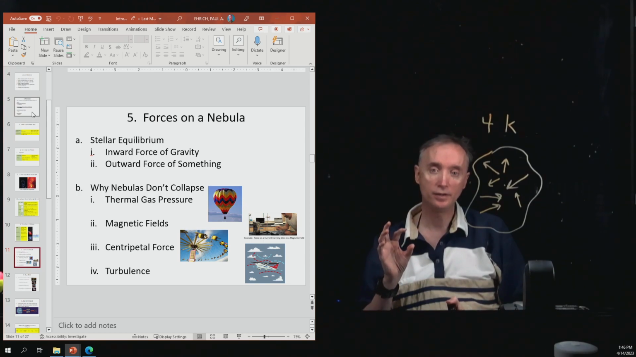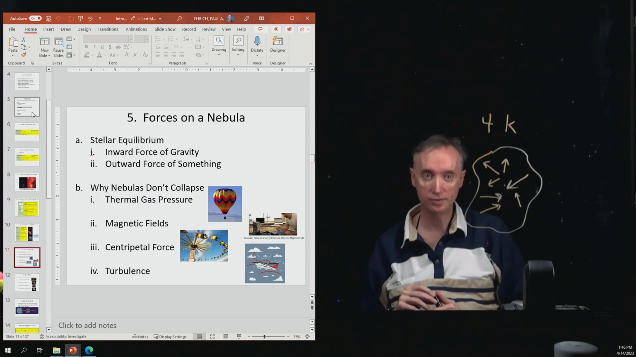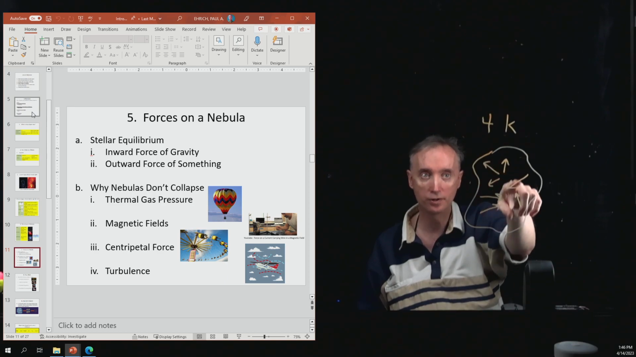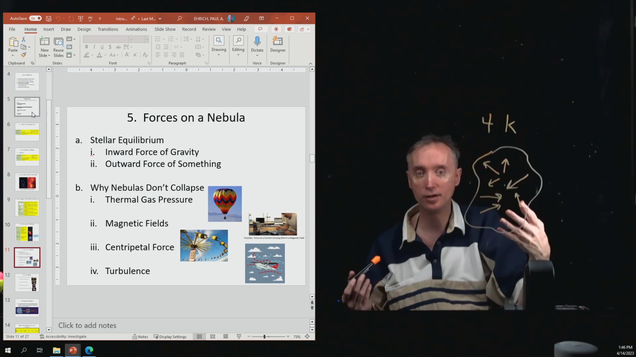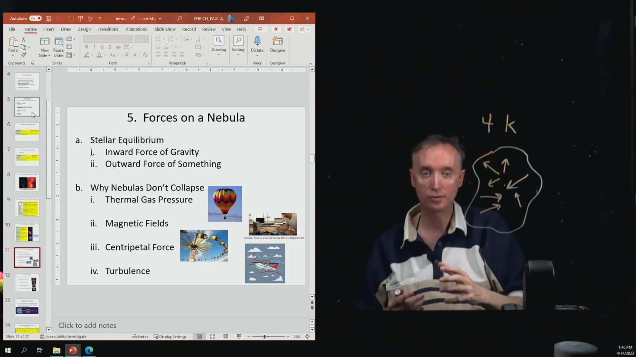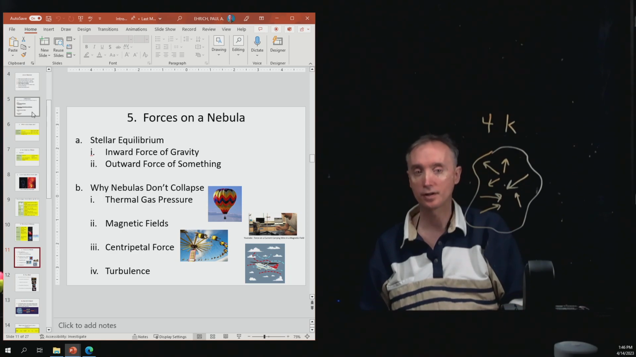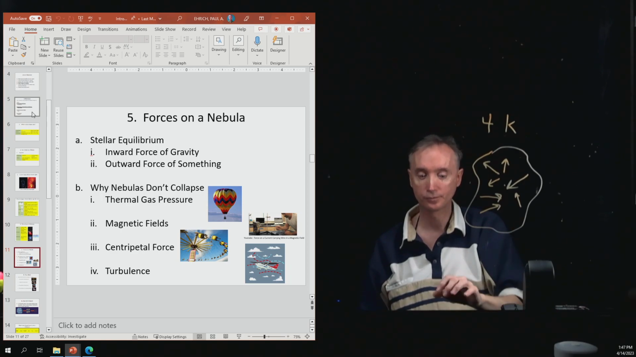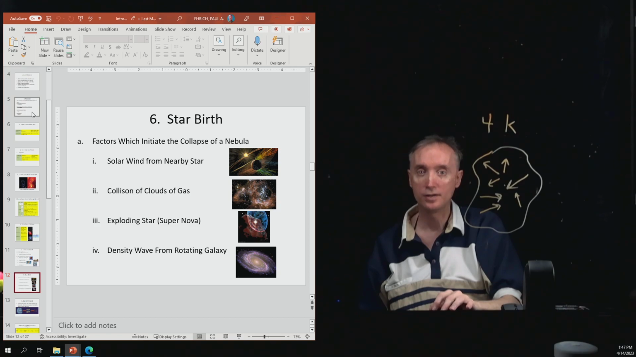Okay, then the final one is turbulence. These particles in here are kind of random, and so they generate winds inside of this cloud. And so that turbulence also can keep the cloud from collapsing. All right, so let's take a break here, and then when we come back, let's talk about how stars are born.